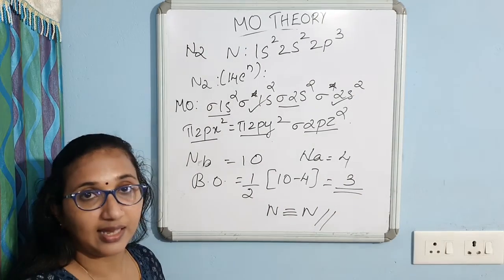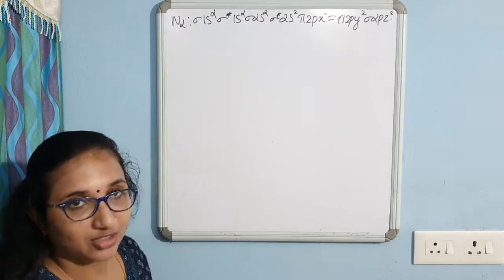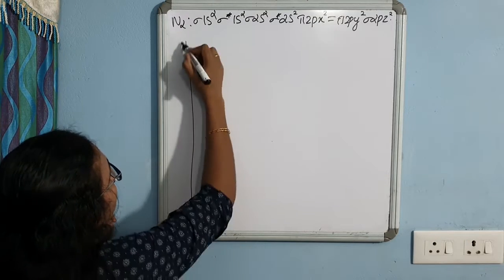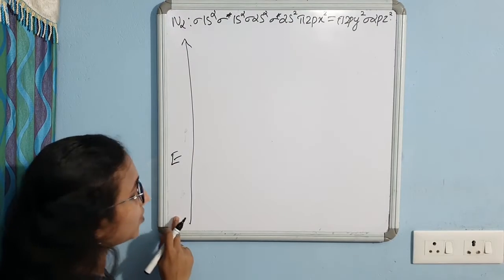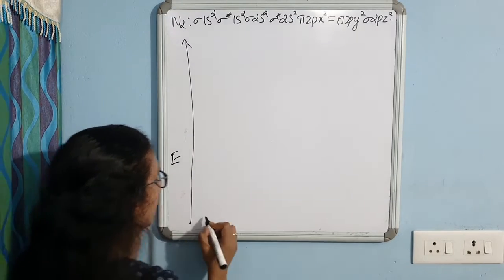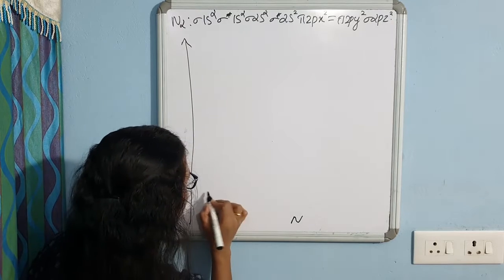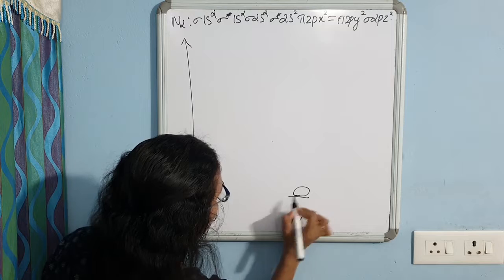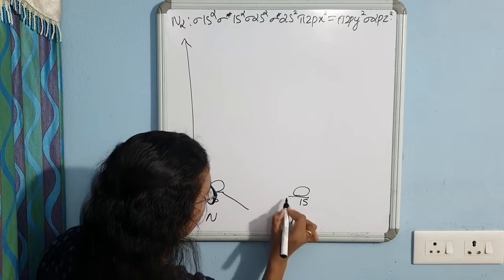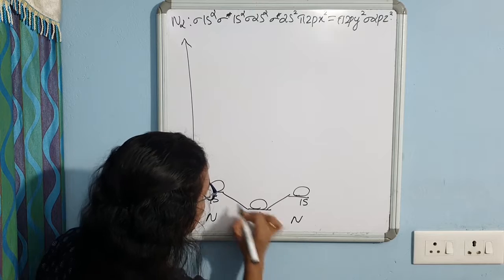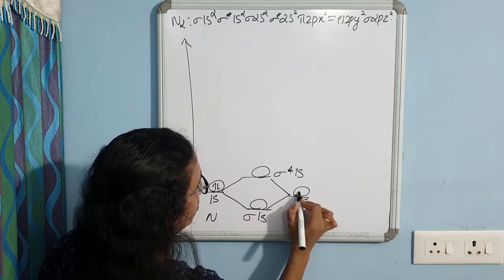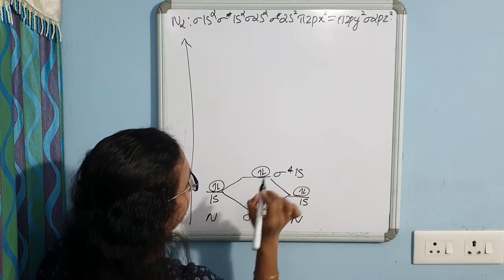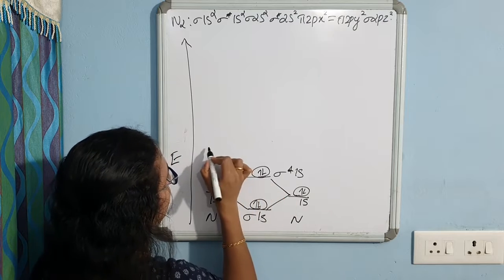So now we can see the MO diagram for the nitrogen molecule. For the nitrogen molecule also, this is a 14 electron system. First of all, you have to show the atom labels and the atomic orbitals 1s. They combine by addition to give sigma 1s and by subtraction to give sigma star 1s. The 1s atomic orbitals have 2 electrons each, and the MO configuration is sigma 1s2, sigma star 1s2.